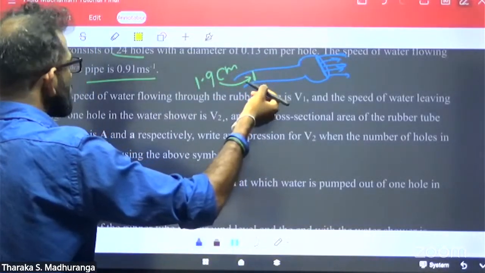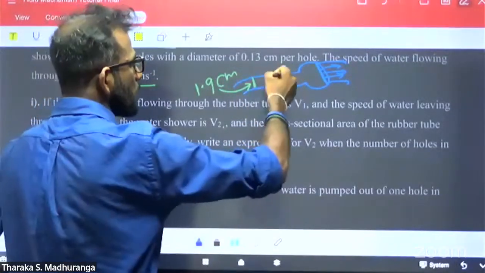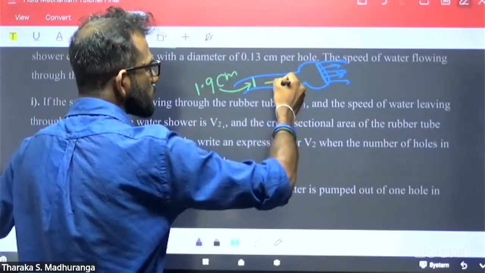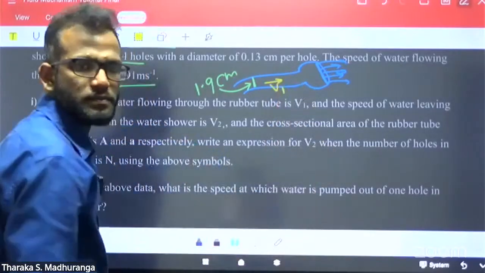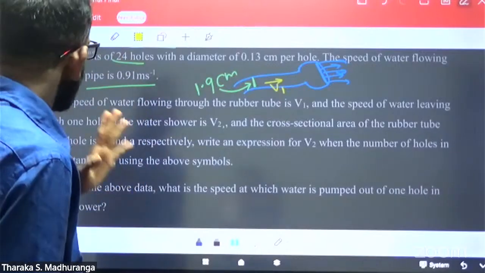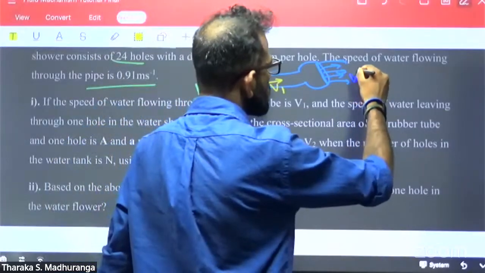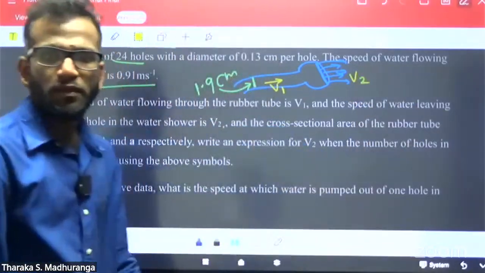If the speed of water flowing through the rubber tube, that means this pipe, is V1, and the speed of water leaving through the holes of the water shower is V2. This is V1 and V2.